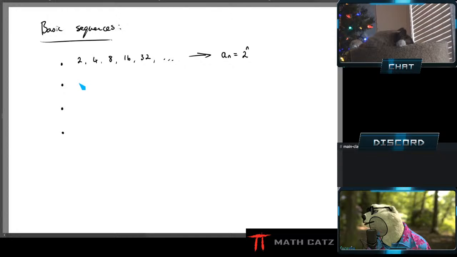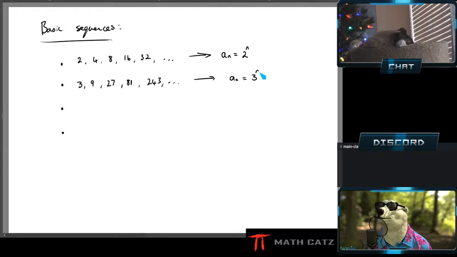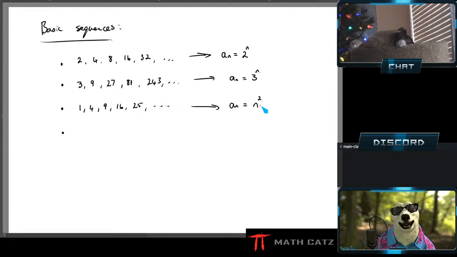Then, just to not have just one of these, we can look at powers of 3 as well. Of course, there are more of them, but I don't want to have to remember too many, so let's just take powers of 2 and powers of 3. Then one we've seen before: 1, 4, 9, 16, 25, and so on. These are square numbers, the position squared.